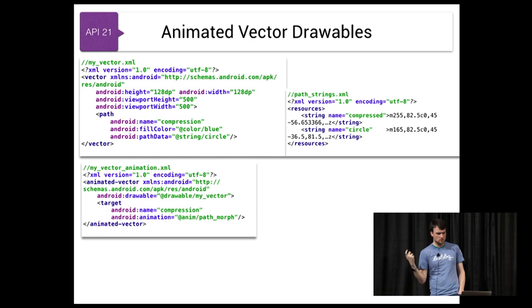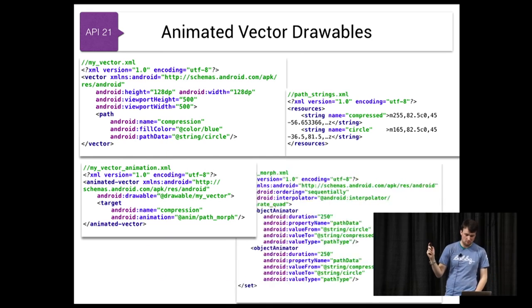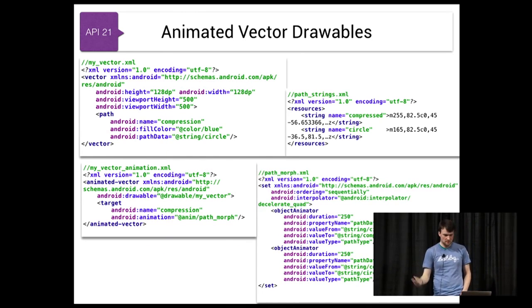We tell Android which drawable to use. Well, you use my vector. We tell it what the path it's animating is called. In this case, it's compression. And then we tell it the actual animation, which is path morph. What is path morph? Path morph is here, right? This is just a standard animation set.